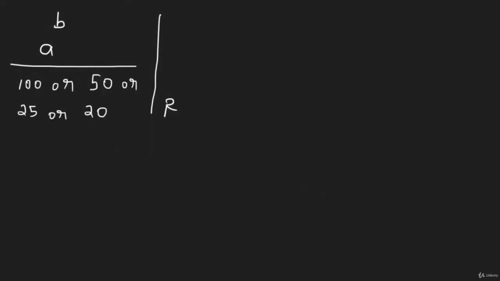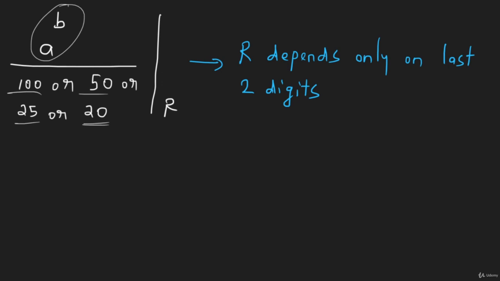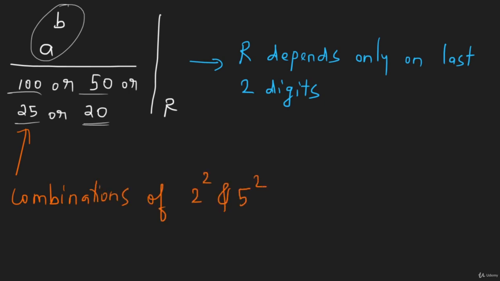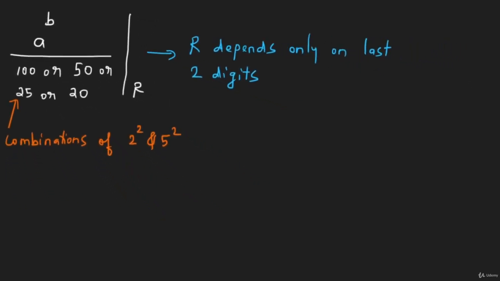Let's discuss questions of the form a to the power b, when divided with 100 or 50 or 25 or 20, what's the remainder? Now remember, when you divide with 100, 50, 25 or 20, the remainder depends only on the last two digits. Remember, these 100, 50, 25 and 20, they are combinations of 2 square and 5 square, right? Now, what do I mean with that? Let me keep this aside.